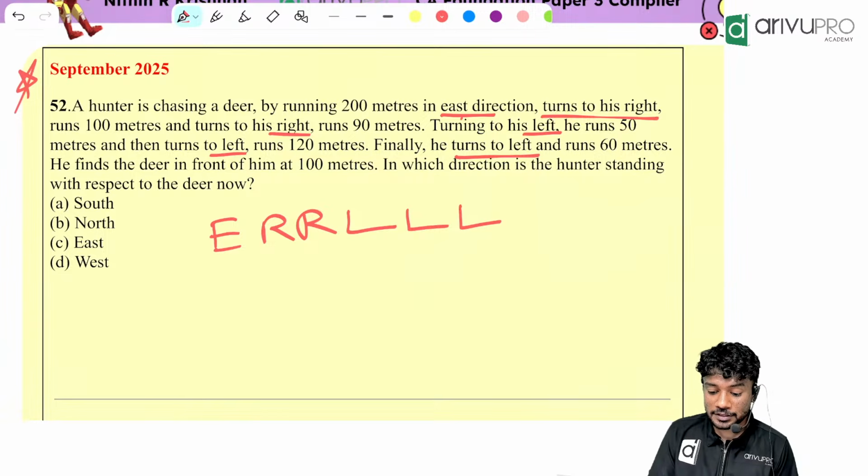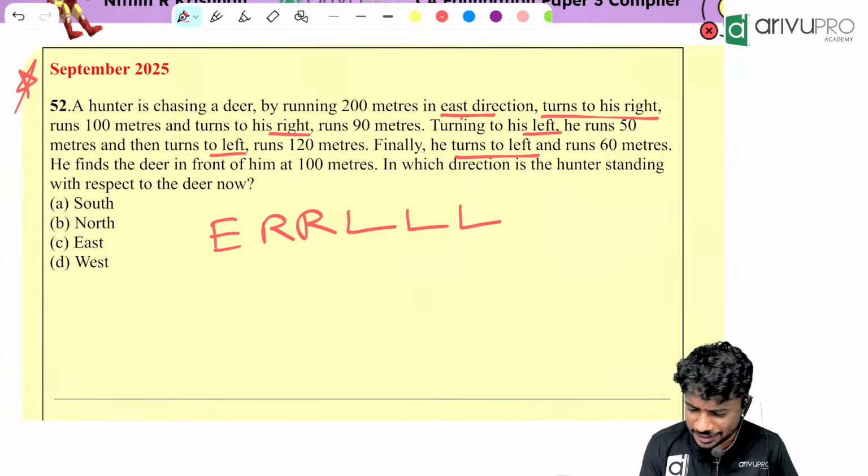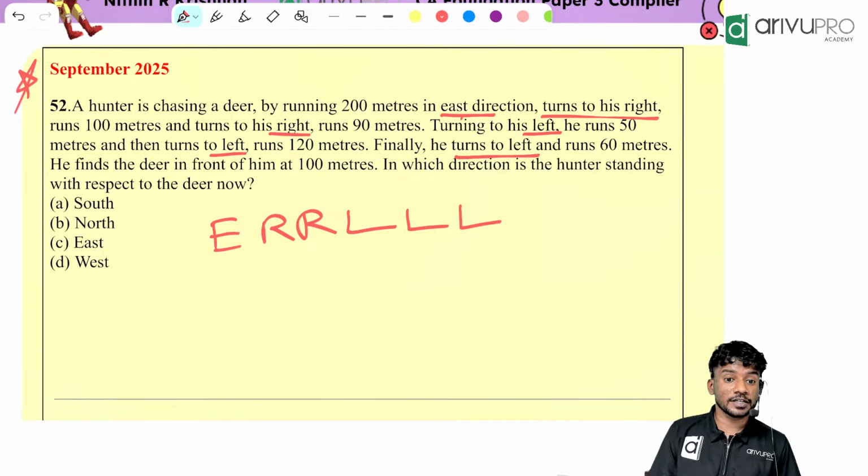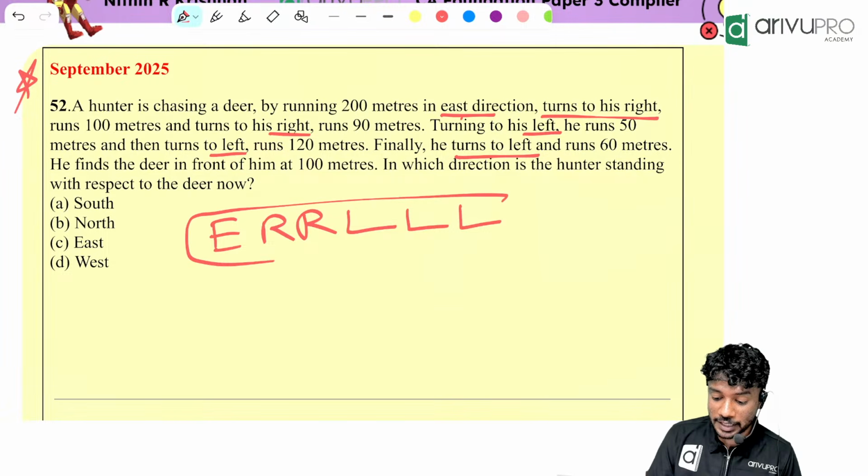Now if you ask me, think about this: is it the deer or the hunter? Both of them are running in the same direction, right? If you are thinking deer or hunter, both are fine. But here it is mentioned he is going, so we will take it that way. Now tell me, what is the answer?